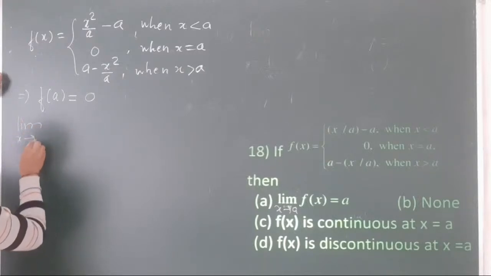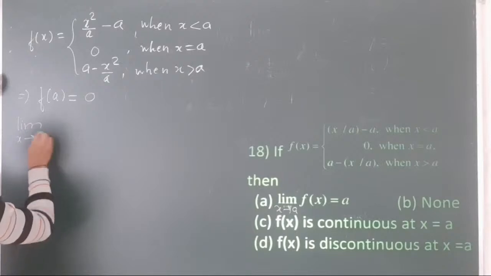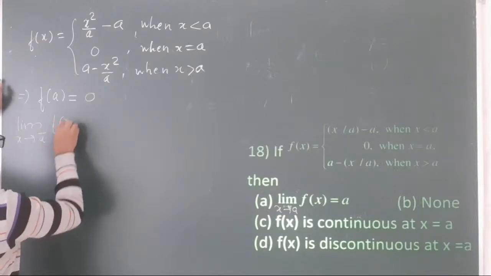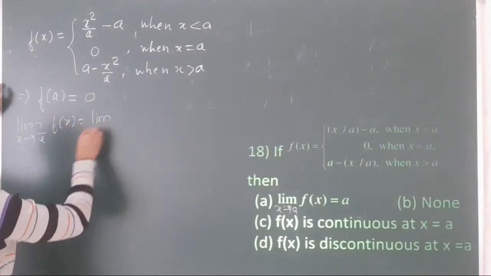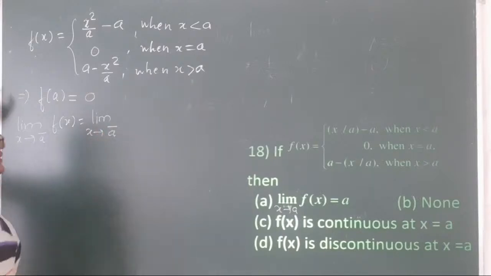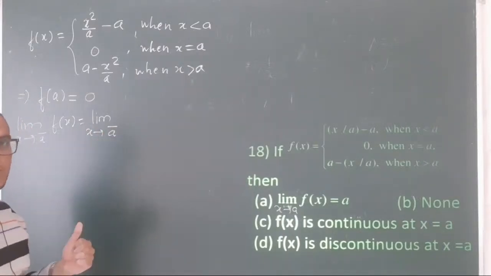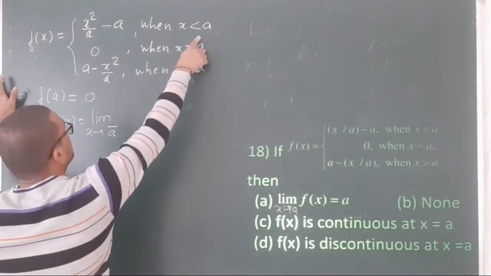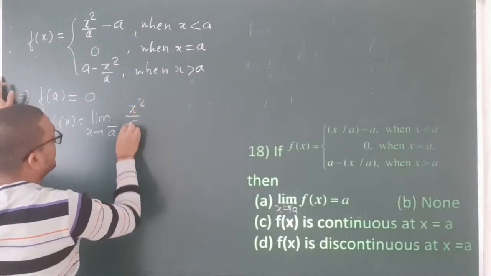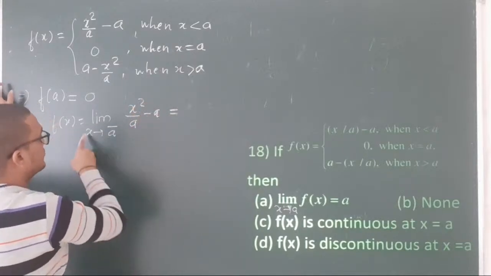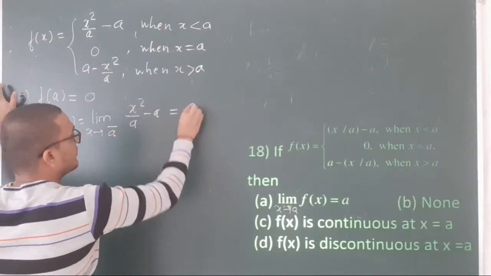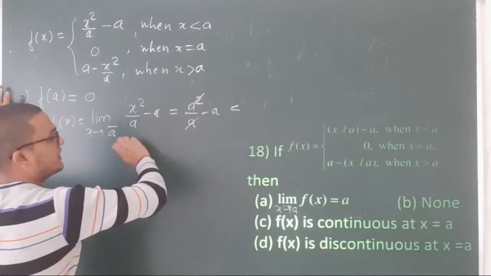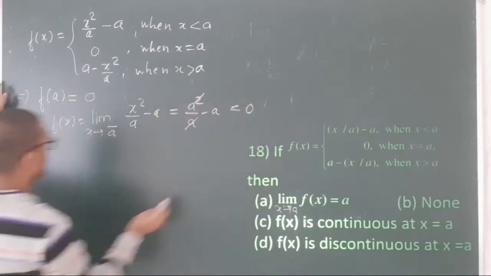Next, limit x tends to a minus, LHL I have taken, limit x tends to a minus f of x. LHL means always x is less than a. So for x less than a, the function is x square by a minus a. Now put the limit x tends to a here, it will be a square upon a minus a. So from this one a gets cancelled, one a is left, a minus a is 0.